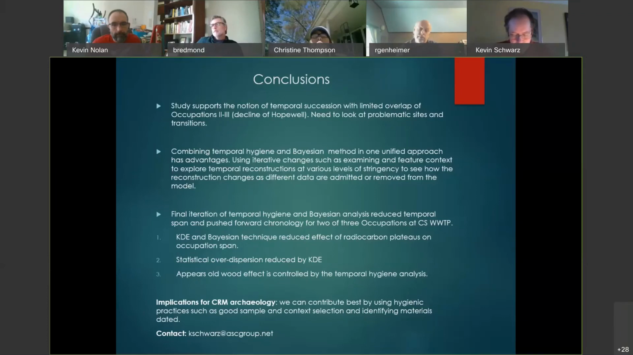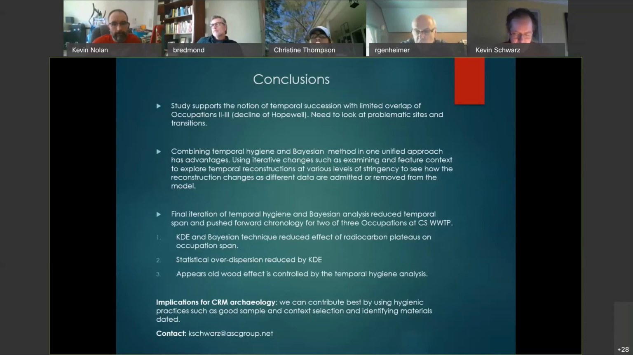I can't prove it at the moment, but the fact that the temporal spans were shifted forward suggests that we're getting at the old wood effect and controlling it. But the problem is we can't know that we're doing that, because most of the radiocarbon dates that I eliminated were the ones that were labeled as charred material or had no chemical analysis whatsoever. So I don't really know for certain that it's wood. It could be other things, or there could be other reasons that they were problematic.